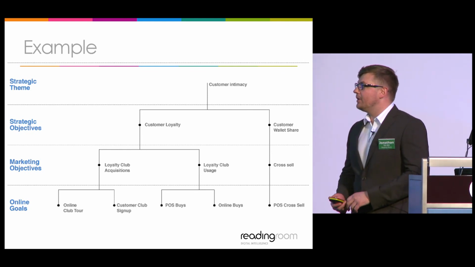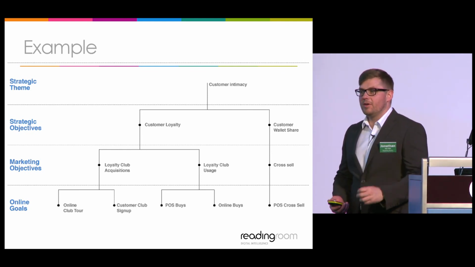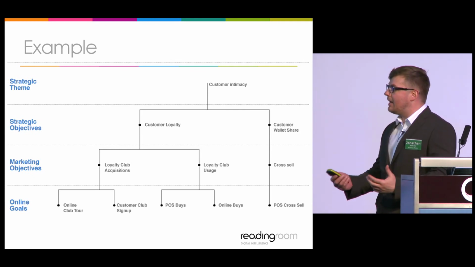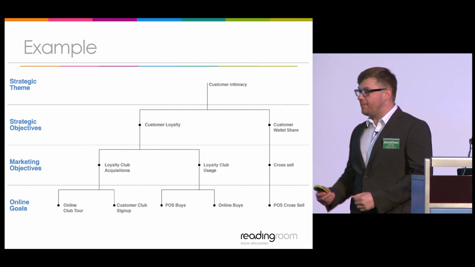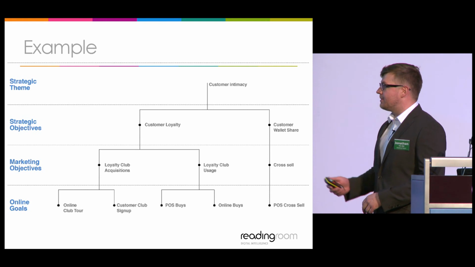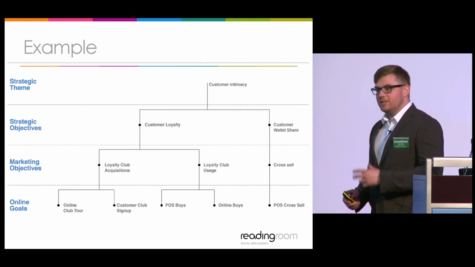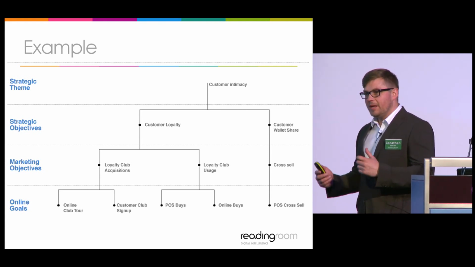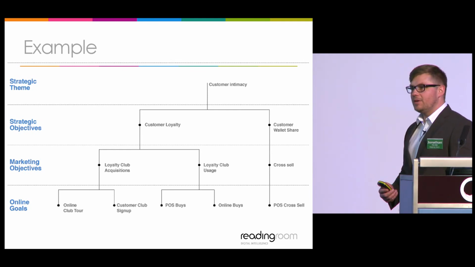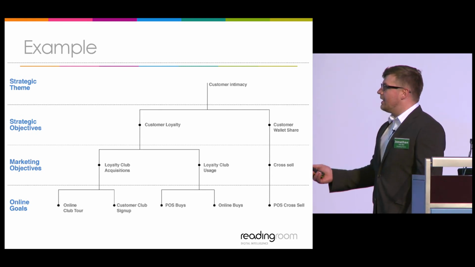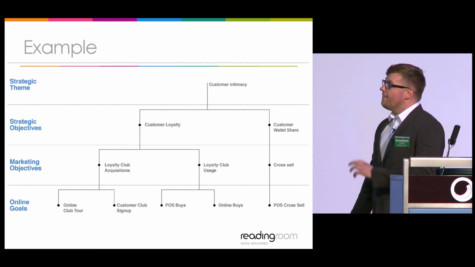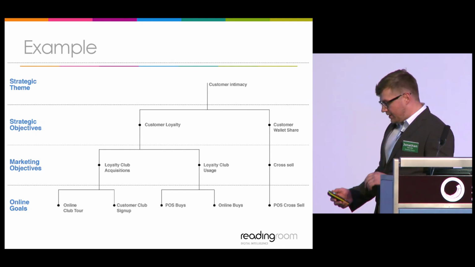So in order to get more loyalty club acquisitions, they're going to have an online tour. They're going to actually show the benefits of why you should become a member. Make it clear that you should be signing up. You should be part of this club. And then also driving the customer club sign-ups. You know, making sure people use it, so point-of-sale buys, online buys, so making sure that there's offers everywhere, easy access for people to be able to use that loyalty club. And then again, cross-selling and making sure that that's available at every point. So that is, in effect, what we're trying to create.